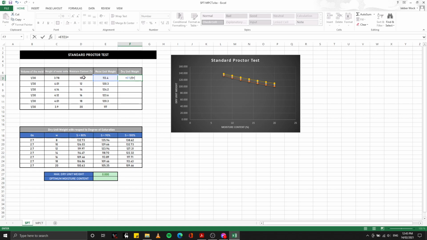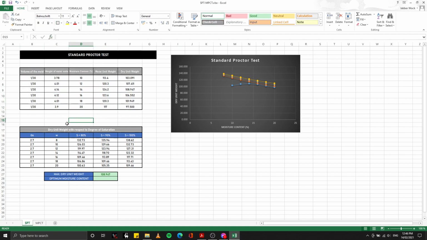So, kung percentage ang gagamitin ninyo, don't forget to multiply it to 100 para makuha ang actual na dry unit weight. Okay? So, dito, para mas madali, moisture content, then percentage sign. Okay? Yan ang ating dry unit weight. Then again, since same lang din ang formula na gagamitin natin throughout sa rest of the values. Drag, drop. Okay? Ganun lang.